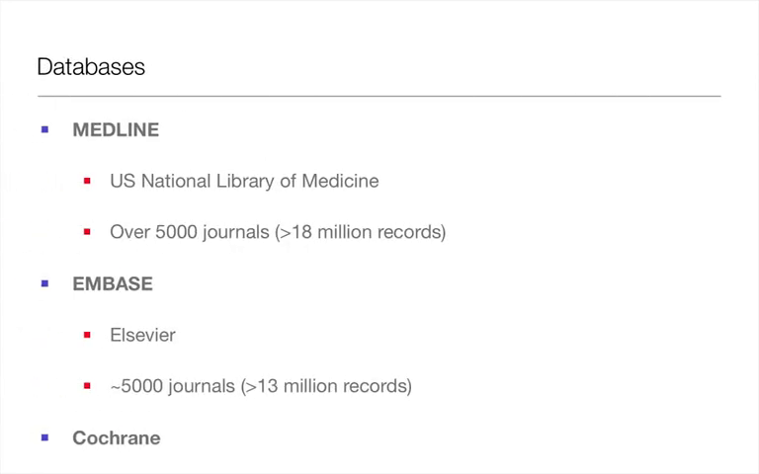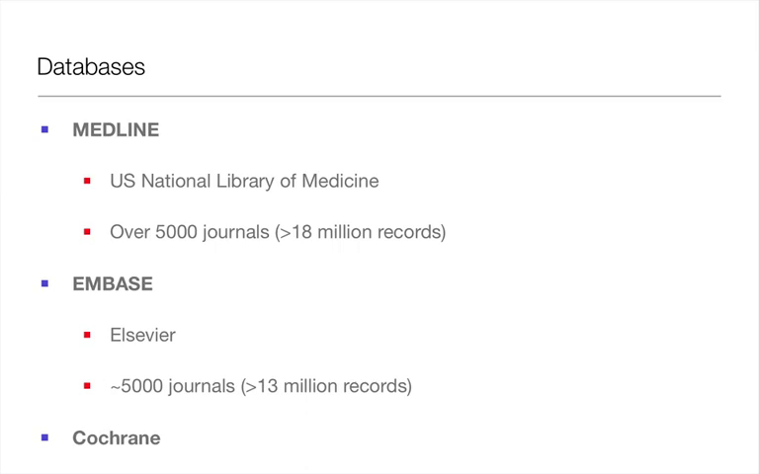Now, there are several ways of searching peer-reviewed journals. There are various databases available, and this is just a handful of some of the databases which you can search. So the most commonly searched databases include Medline and Embase. And Medline is probably the one which you might be most familiar with, and is run by the National Library of Medicine in the States. And this indexes over 5,000 journals, and at present has over 18 million records. Embase is run by Elsevier and also has around 5,000 journals with slightly fewer records.